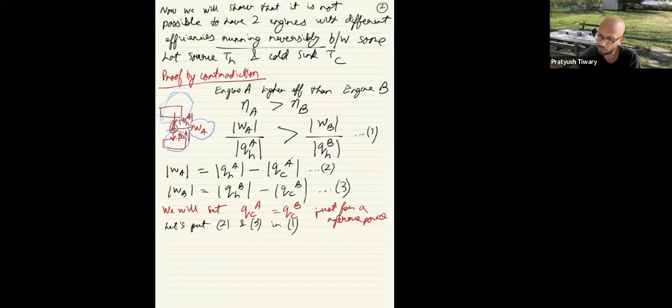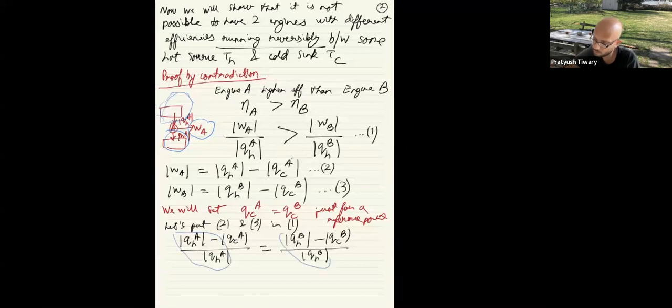So when we put 2 and 3 in 1, what do we get? We get QHA minus QCA divided by QHA is equal to QHB minus QCB divided by QHB. Okay, so this part over here, QHA by QHA is equal to 1, QHB by QHB is equal to 1. The 1 and 1 cancel out.